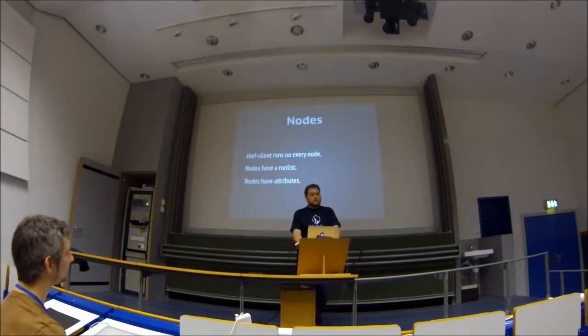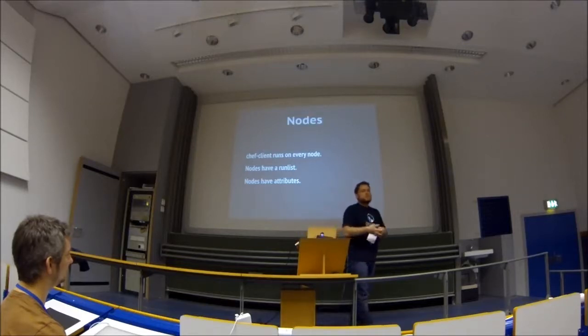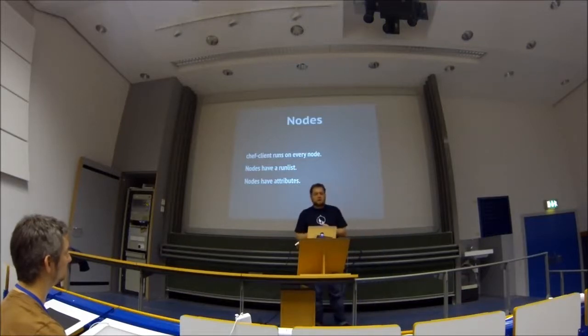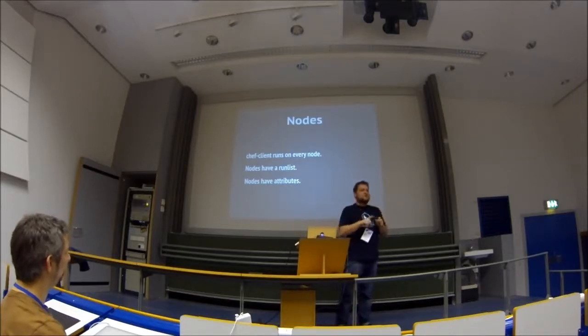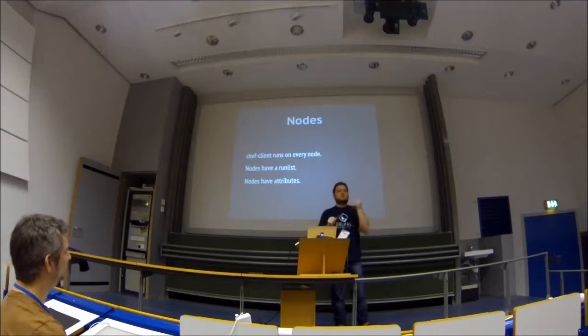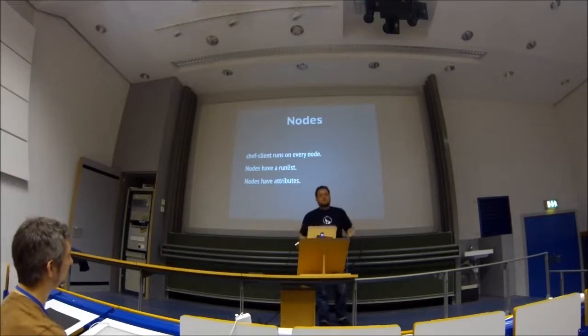So a node has a Chef client running on it. It needs to run there, it does the hard work. It's a sous chef, so to say. And every node gets applied a run list, which is like your mini shell script: do this, do this, do this. You are a web server, and so on. And the node gets attributes, which then are applied in the recipes and cookbooks, like your host name and everything.